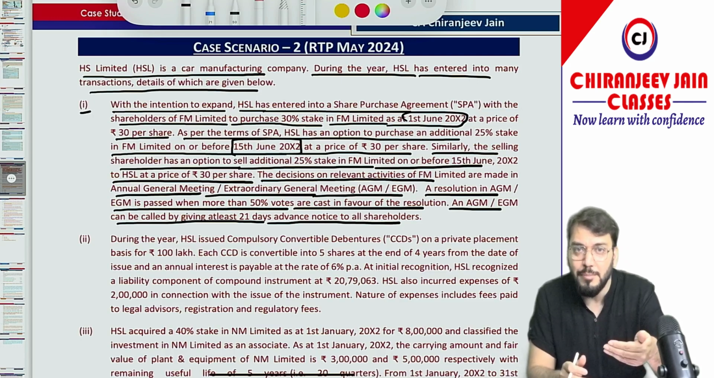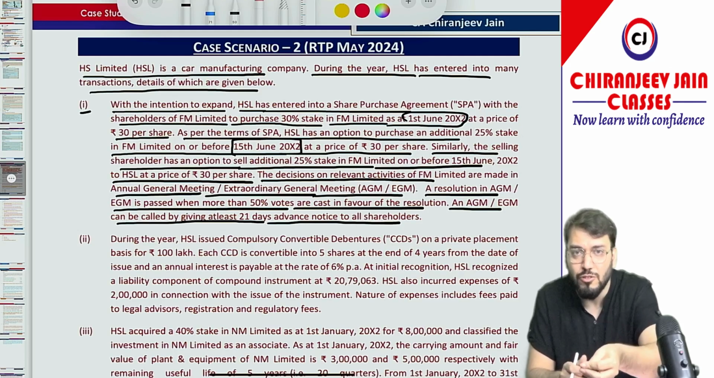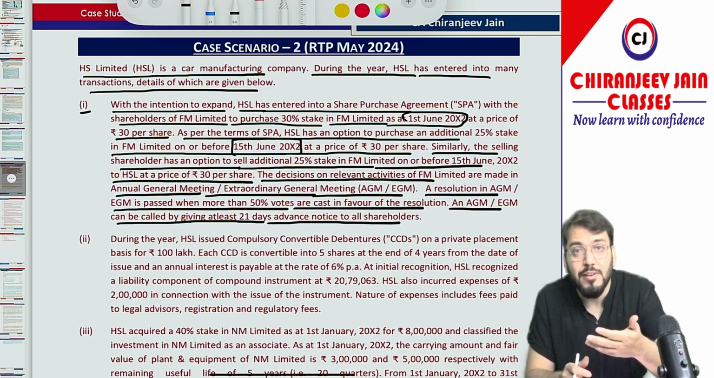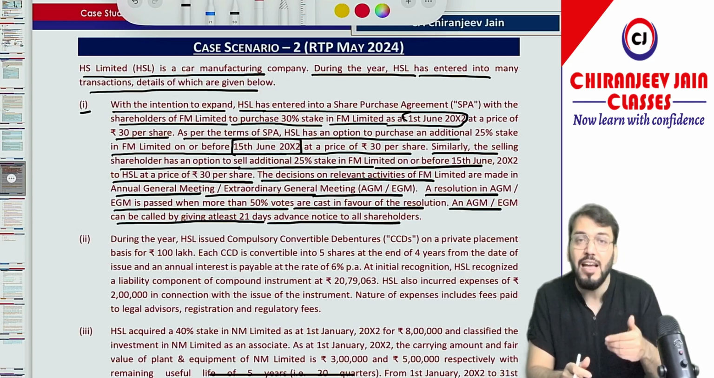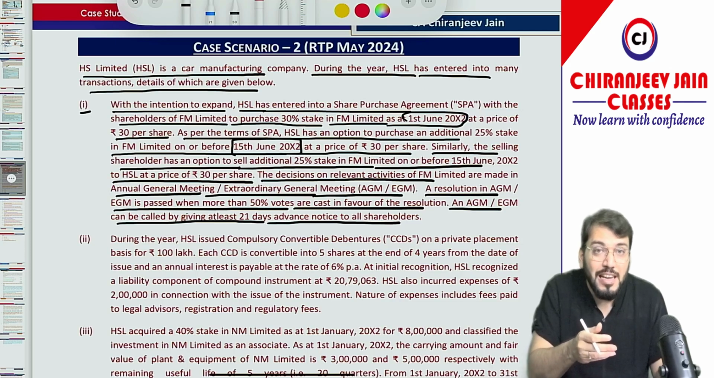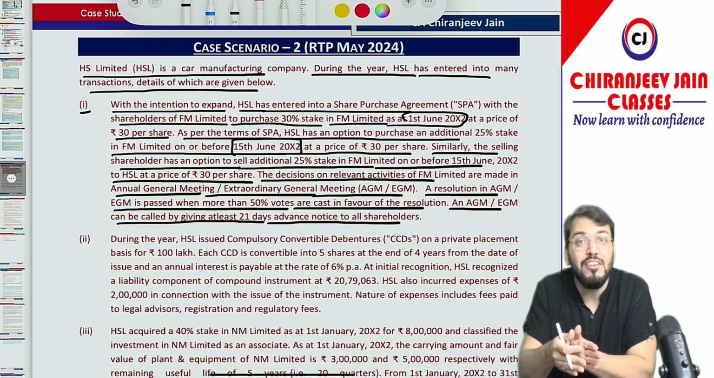Control has 3 elements. As per Ind AS 110, an investor has control over an investee when it has 3 elements. First, power over the investee. Second, exposure or right to variable returns from the investee, and the third is the ability to use that power. What do we mean by power over the investee? Power over the investee means the investor has existing rights which give the current ability to direct the relevant activities. Current ability means the right should be currently exercisable.